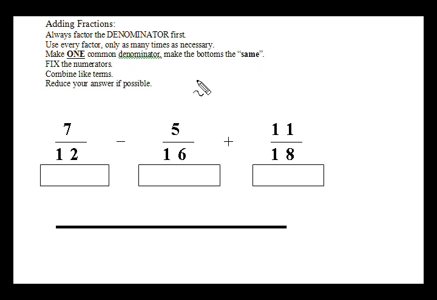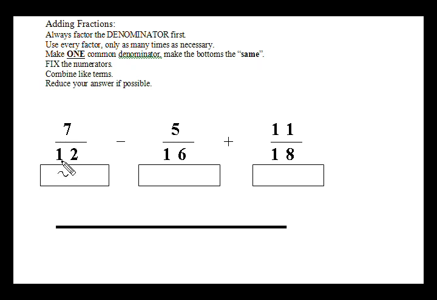Remember, my adding rules are it must be the same, keep it the same. So for fractions, we want the denominators to be the same, and then that same denominator will be in the answer. We're going to need to go back and fix our numerators, combine like terms, and always reduce your answers at the end.